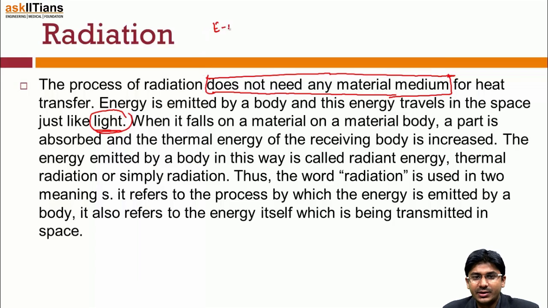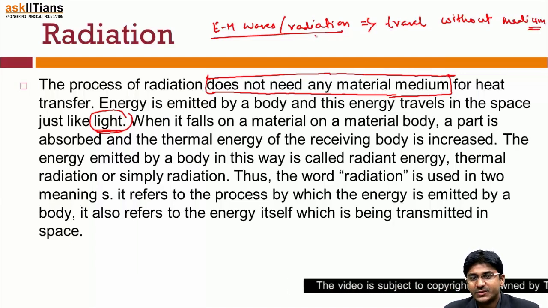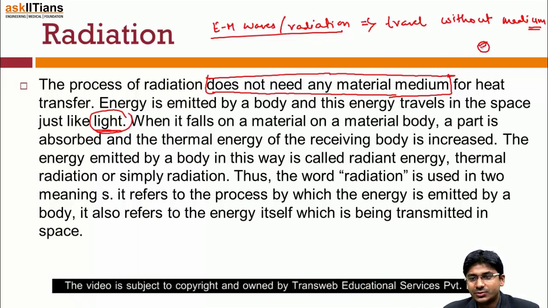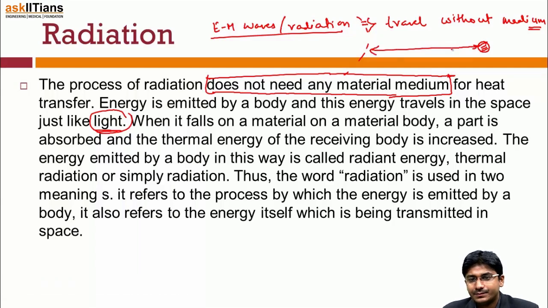So the electromagnetic waves, or the radiation, travel without a medium. They do not need a material medium to travel, like the light that is coming from the sun. Now here is the earth and then you have the sun. Between earth and sun, you have the earth's atmosphere here. In the atmosphere there are molecules, but out here there is a vacuum. This is the sun.